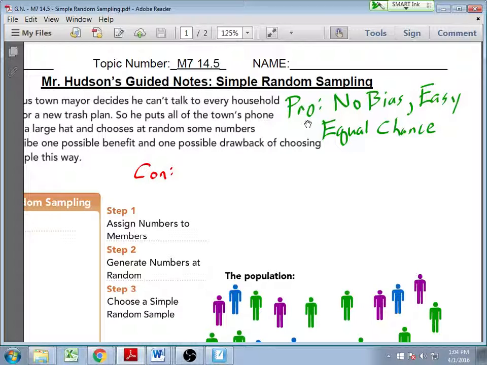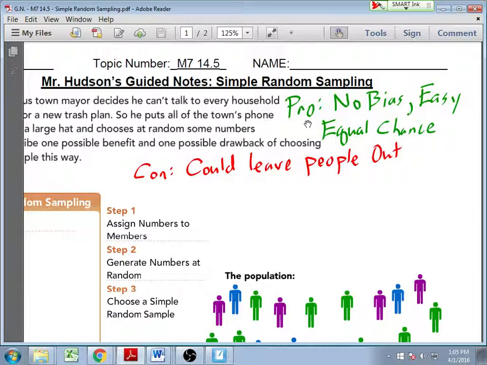He's using phone numbers to call every person that he decides to call. He's choosing only phone numbers. So let's say he got his phone numbers from the phone book. Does every single house have a phone number necessarily? No. So a con for this situation specifically is he could leave people out. If people don't have phone numbers, they have no chance.